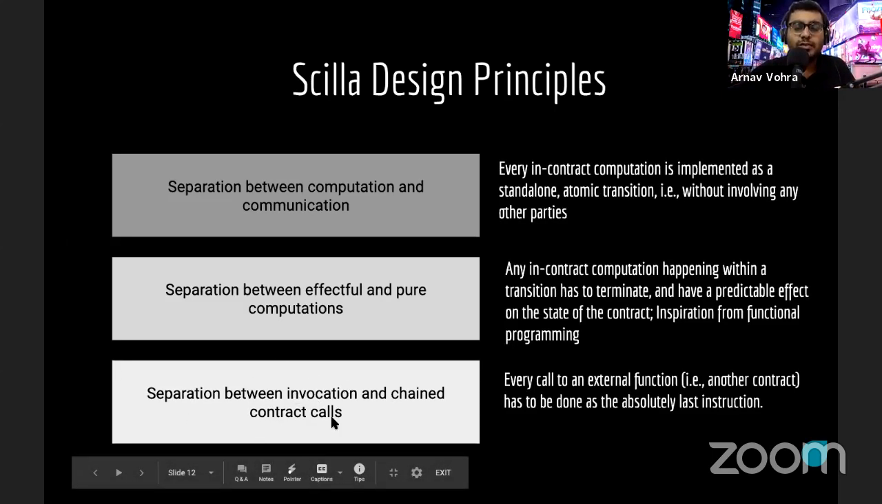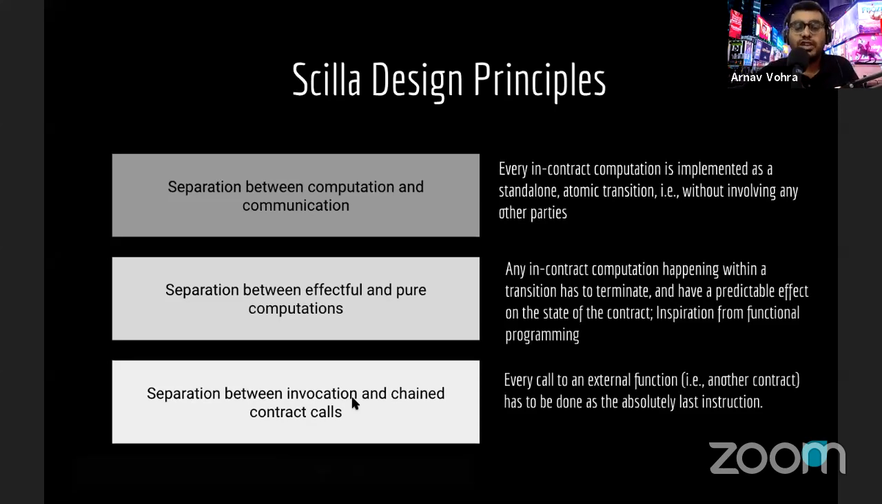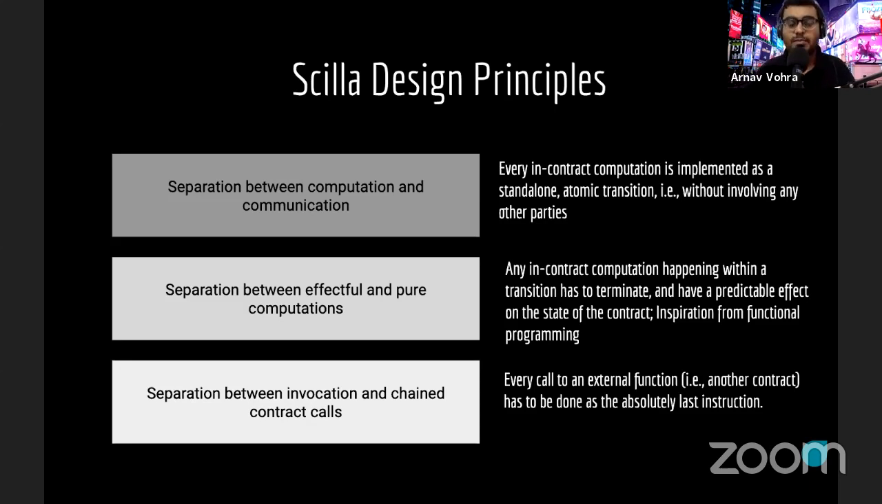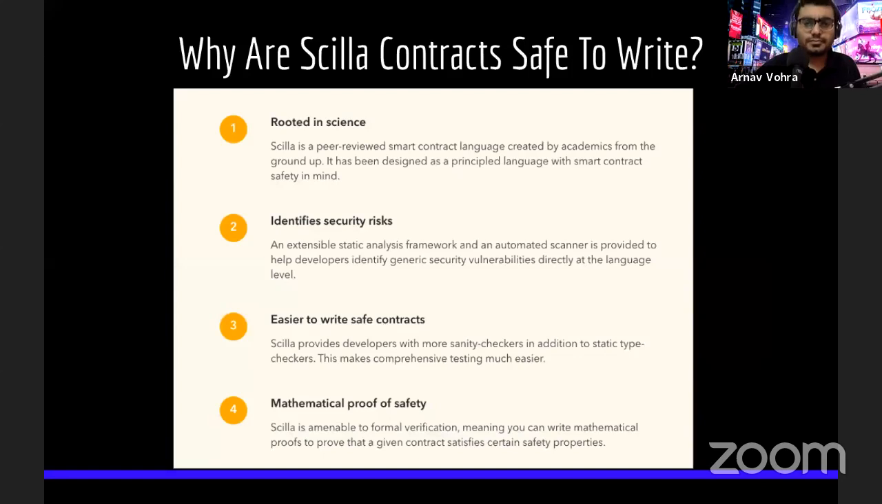The third one is something we talked about earlier with the DAO hack, which is that there's separation between invocation and chained contract calls, because every external call happens at the end of the function or transition, as we call it in Scilla. So why are Scilla contracts safe to write?